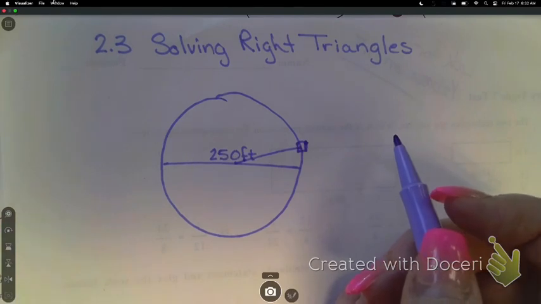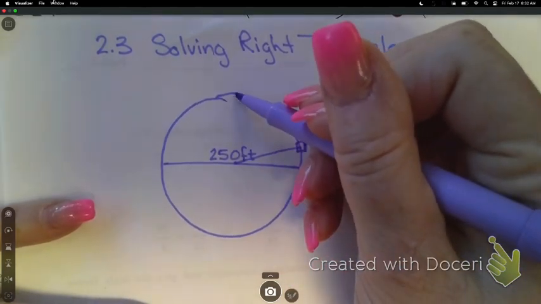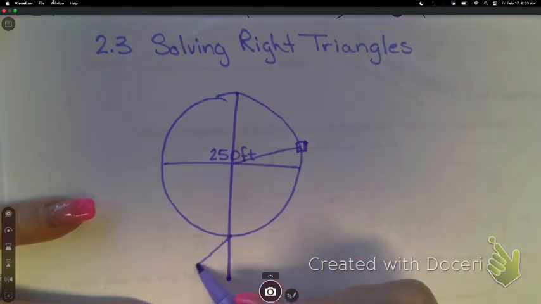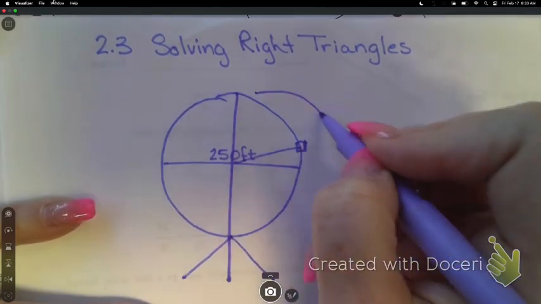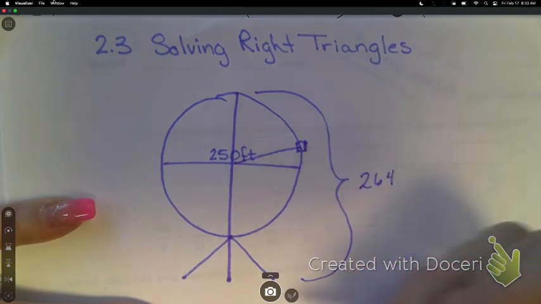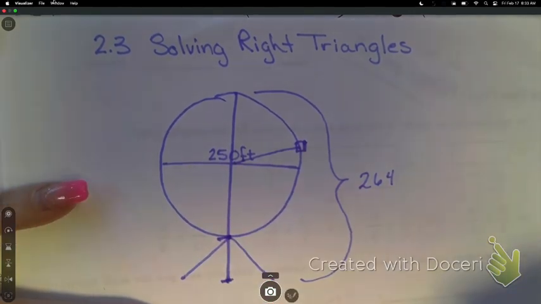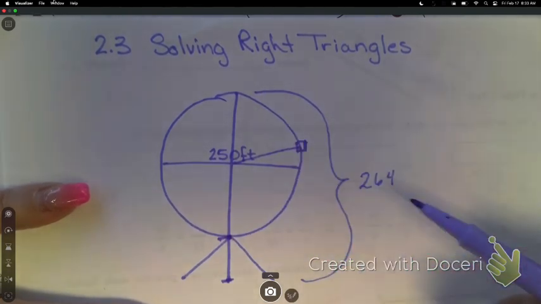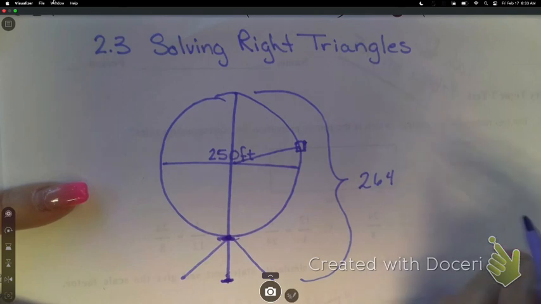The top of the wheel was 264 feet. So this was 264 feet. So how much is this right here? The diameter was 250. The top of the wheel was 264 feet. So how far did the wheel go from the ground? 14 feet.